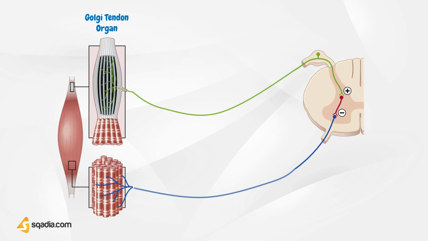This is the Golgi tendon organ. This is the muscle fiber. This is the muscle. This is the spinal cord. So, the Golgi tendon organ helps control muscle tension. The Golgi tendon organ is an encapsulated sensory receptor through which muscle tendon fibers pass.